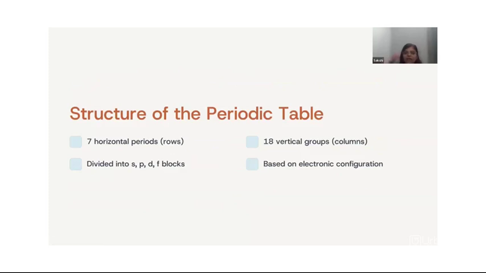Okay, let us start with the structure of this periodic table. So here there are 7 horizontal periods that are called rows, which we are going to see now. And there are 18 vertical groups, which are called columns. And this periodic table is divided into S, P, D, and F blocks, which is again based on the electronic configuration. Let us see.